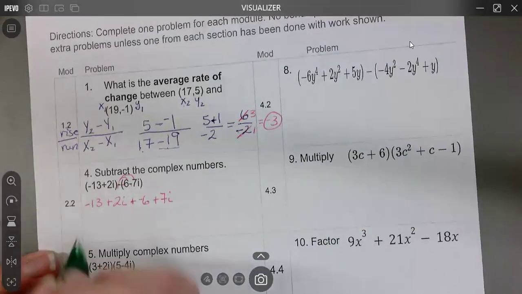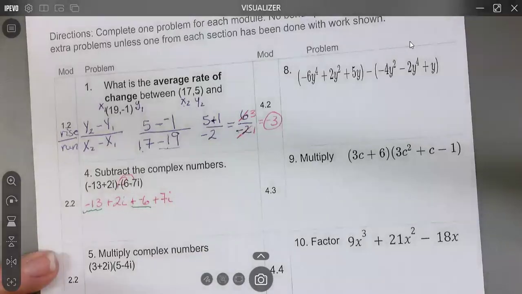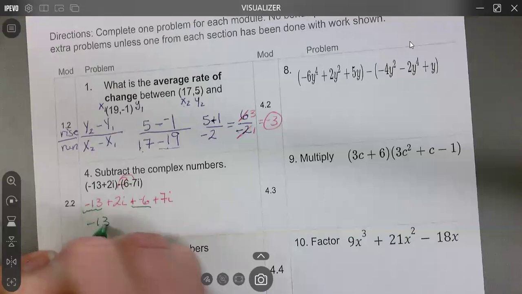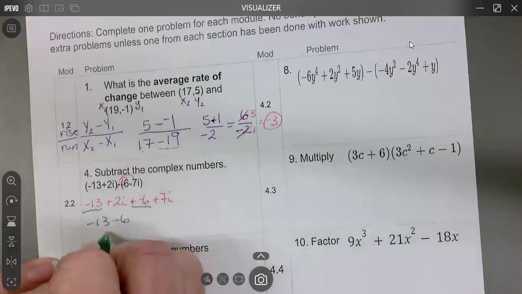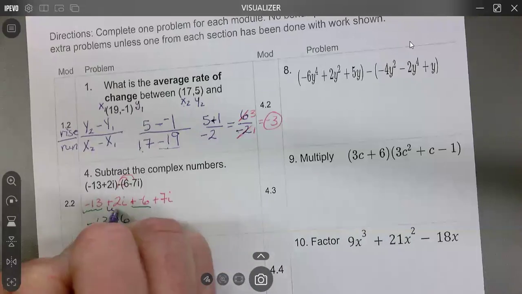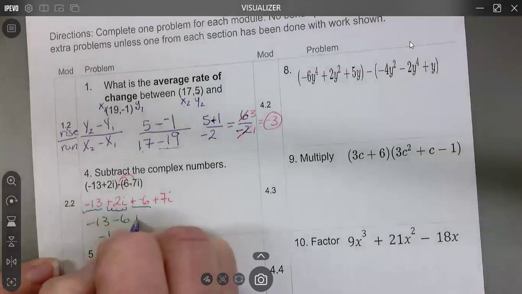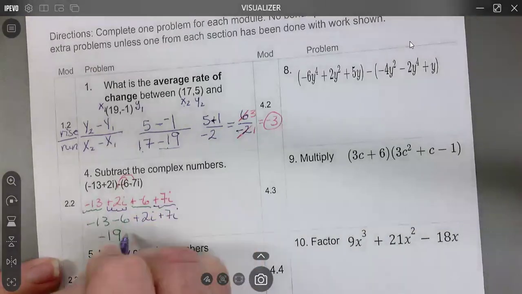From here, I can combine my regular numbers. So -13 minus 6, same sign. So I'm going to add them. I get 19, and I keep that negative sign. Then I can do the complex numbers. So plus 2i plus 7i will give me plus 9i.